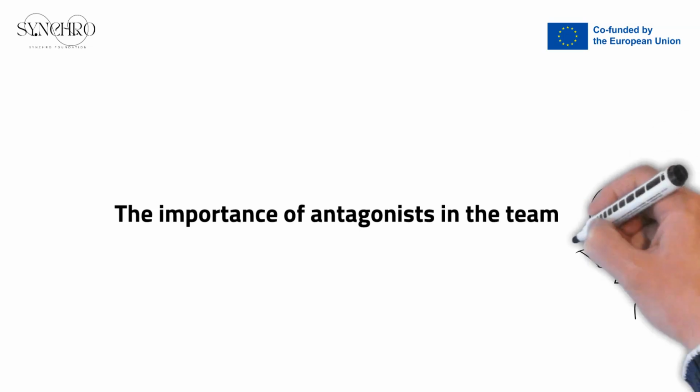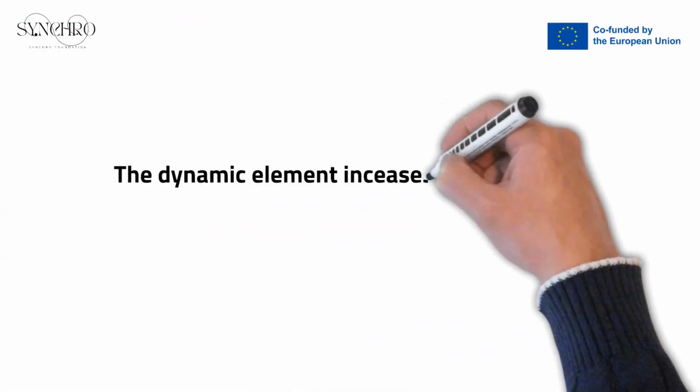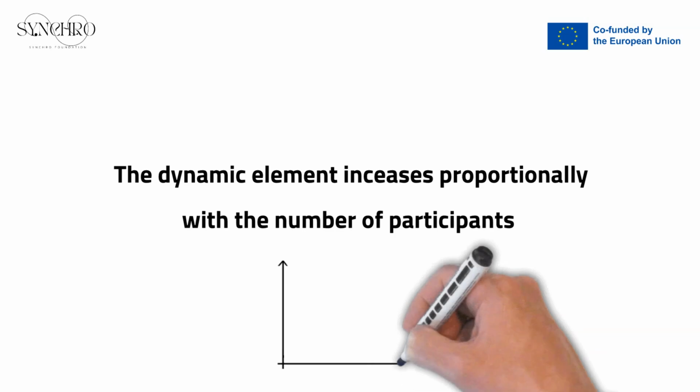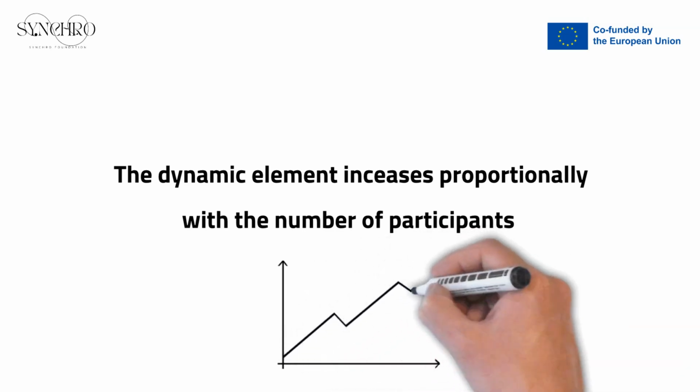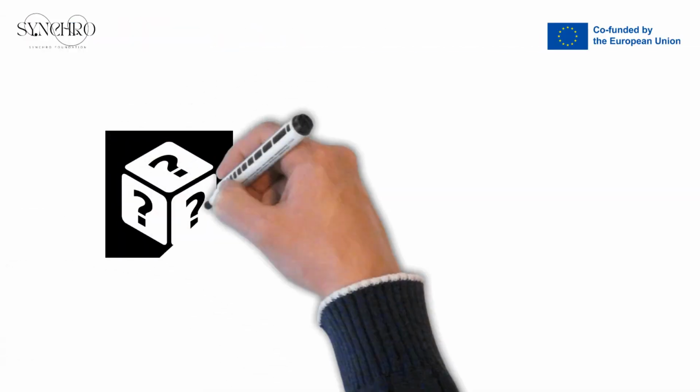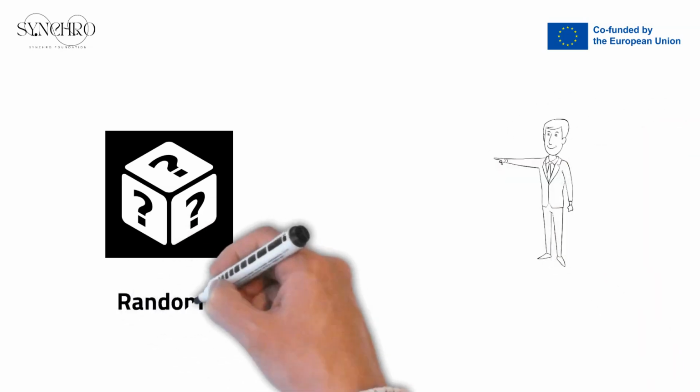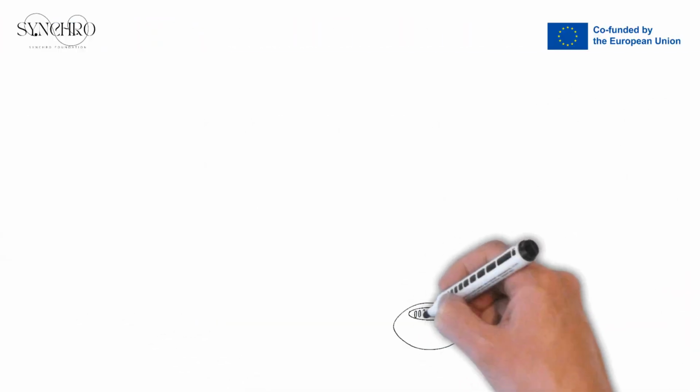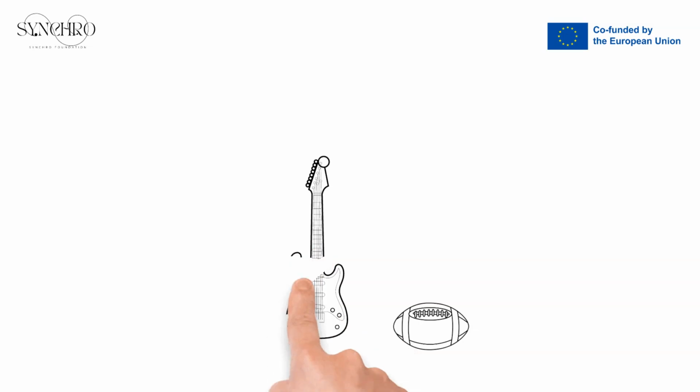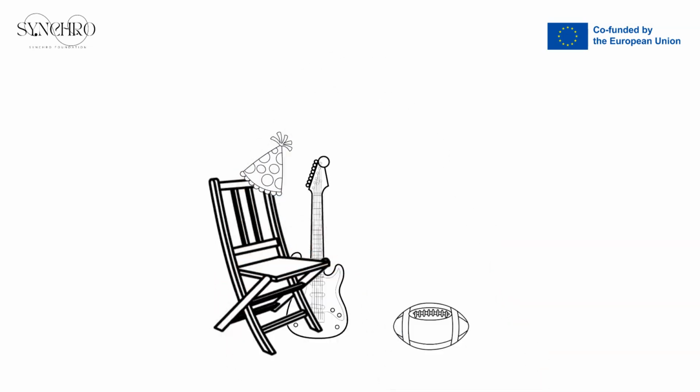and the number of the actors creating the conflict, the dynamic element in the play, increases proportionally with the number of people in the group. The roles can be distributed randomly or by choice. All actors are allowed to use props if they wish and have them available.